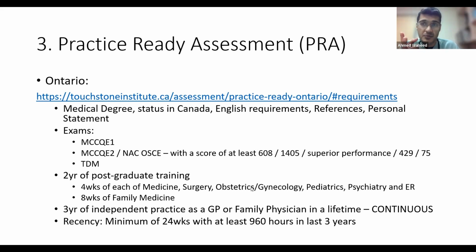Now there should be 2 years of postgraduate training, same as that of BC. 4 weeks of medicine, surgery, peds, gynae, ops, psychiatry, and ER, and 8 weeks of family medicine training. Now, what they want in Ontario, which is different from BC, is 3 years of independent practice and they want it continuous. Same like Alberta was trying to ask for 2 years of continuous family medicine training. They want 3 years of continuous independent practice. Okay. And for residency, and this should be a lifetime.